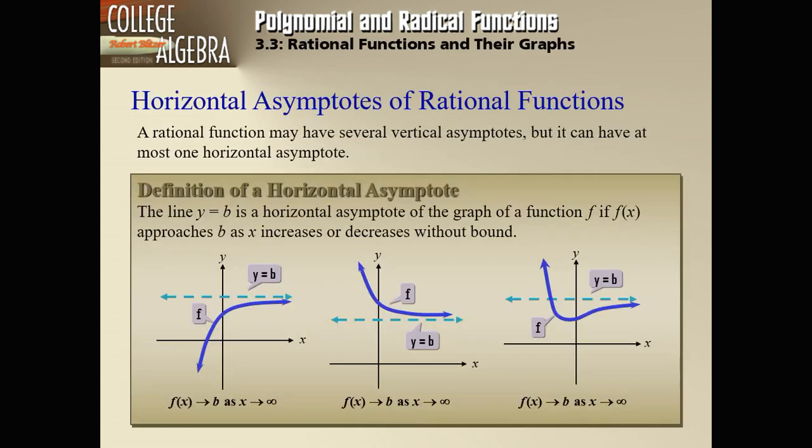Okay. So, pag-usapan naman natin ngayon si horizontal asymptotes. So, a rational function may have several vertical asymptotes, but it can have at most one horizontal asymptote. Okay, so the definition of a horizontal asymptote: the line y equal to b is a horizontal asymptote of the graph of a function f if f of x approaches b as x increases or decreases without bound. Okay, so tingnan natin dito.